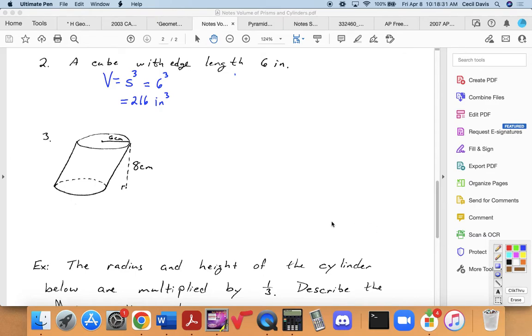So, as always on three-dimensional figures, I'm going to start with the base. Got a circle with a radius of 6 centimeters. For volume, I don't need the circumference. All I need is the area of the base. So it would be pi times the radius squared. So it's pi times 6 squared is 36 pi.